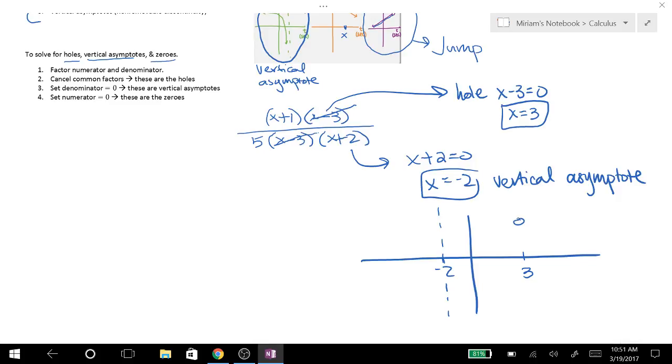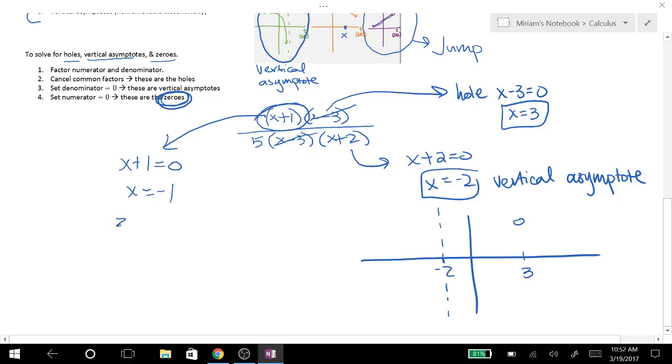Lastly, this is just another extra thing. I know we haven't discussed zeros a lot, but this is from algebra. All you got to do is take the leftover numerator, set it equal to 0, and solve it. This is your 0 right here. Meaning it crosses the x-axis at -1. So there's a dot right here at -1. Okay, so I don't know exactly what this graph looks like, but I do know that these points that I have, these discontinuities and the 0, are properties of the graph.